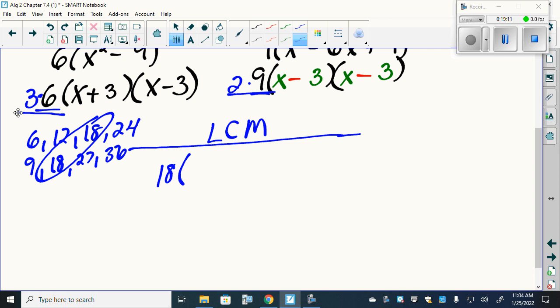Now we need to look at the sets of parentheses. So we can look at x plus 3 first. Well, this has how many x plus 3s? How many does the other side have? So if they're both going to be the exact same, I need x plus 3 to occur at least once. So we'd have x plus 3 once as part of the least common multiple.